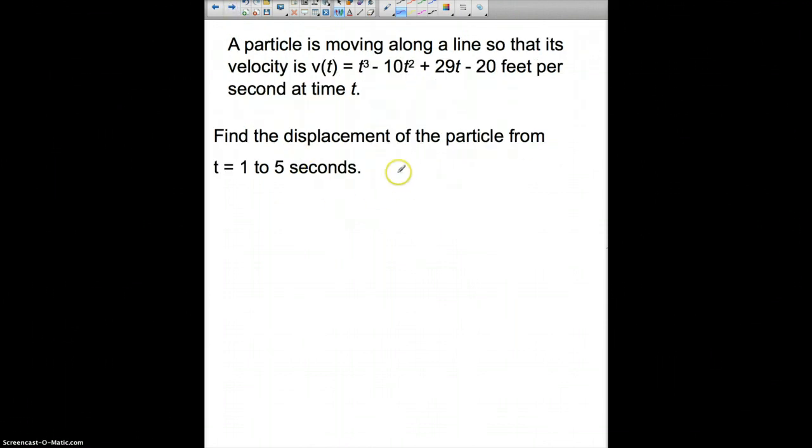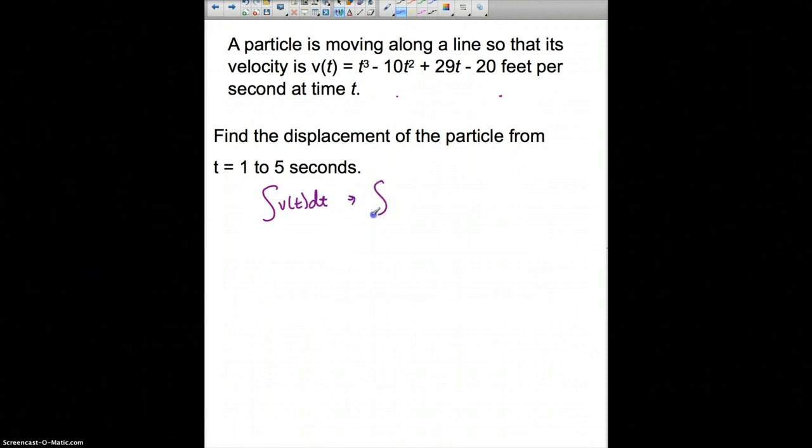So for example, if we have a particle moving along a line so that this is the velocity, it's that many feet per second at time t. Find the displacement of the particle from time 1 to 5 seconds. So wherever it started, I want to know how far away it ended up. I don't care if it went forward and backward, up or down, whatever. How far away is it from where it started? That's what displacement is. You integrate the rate.